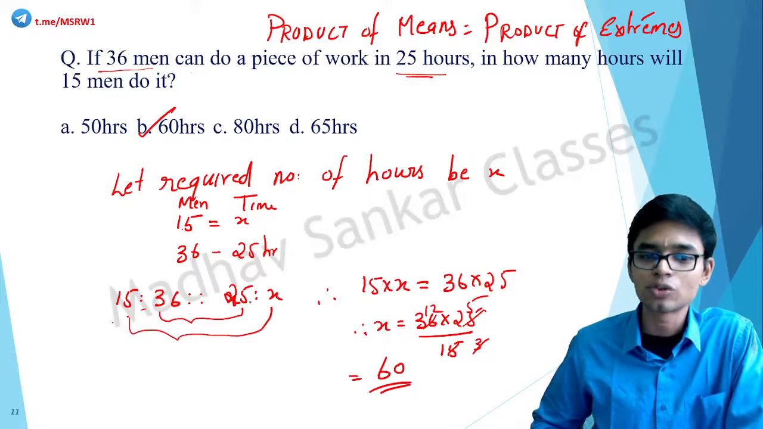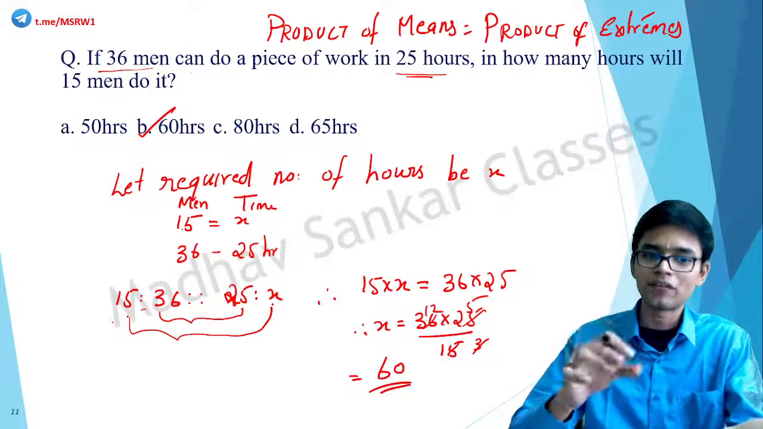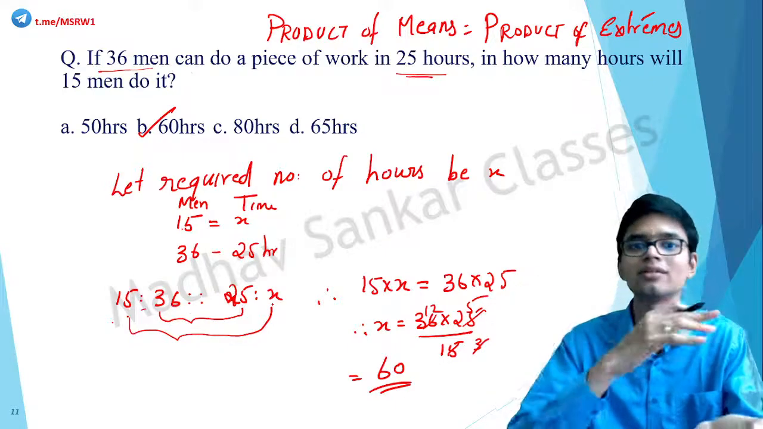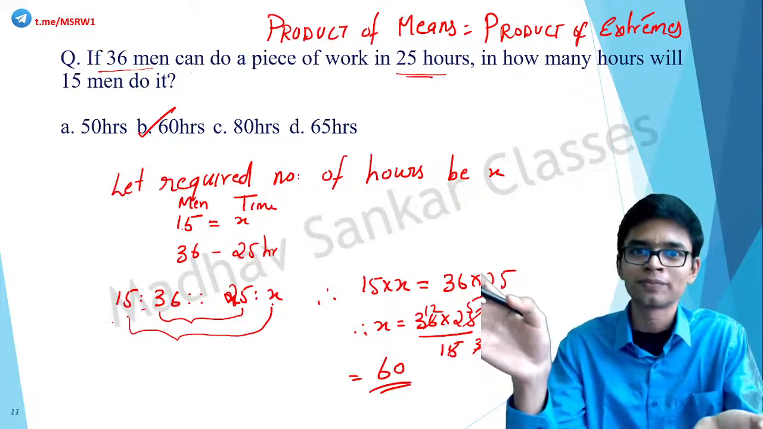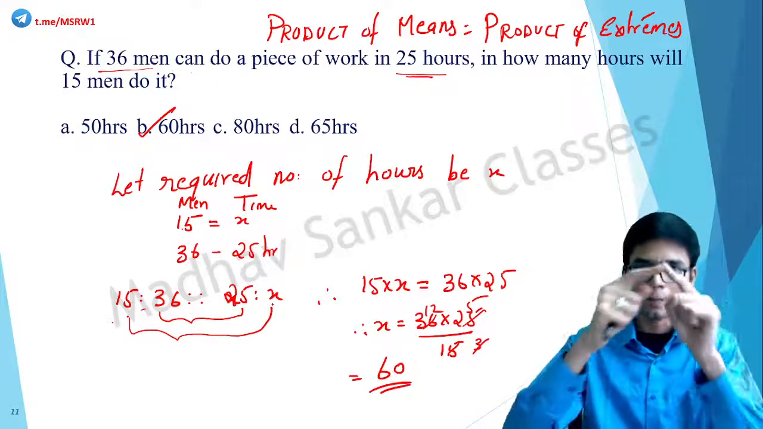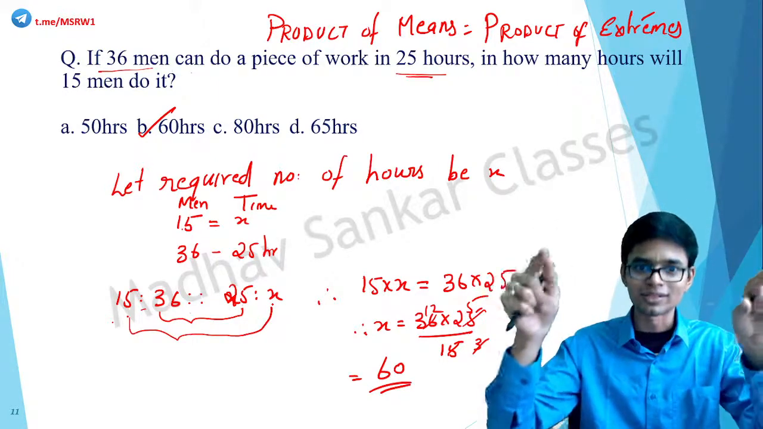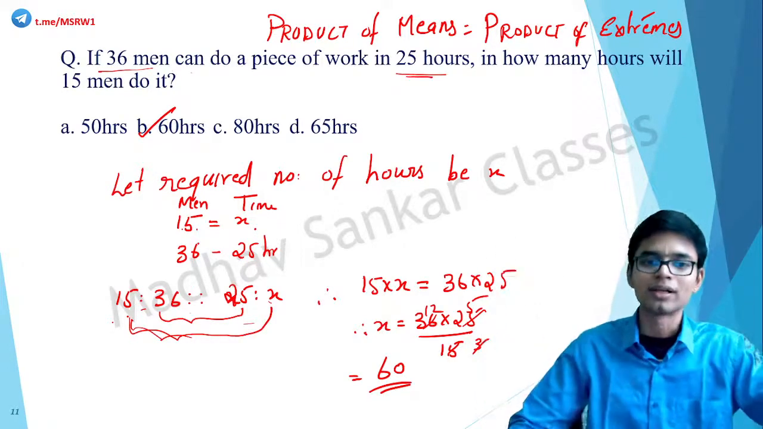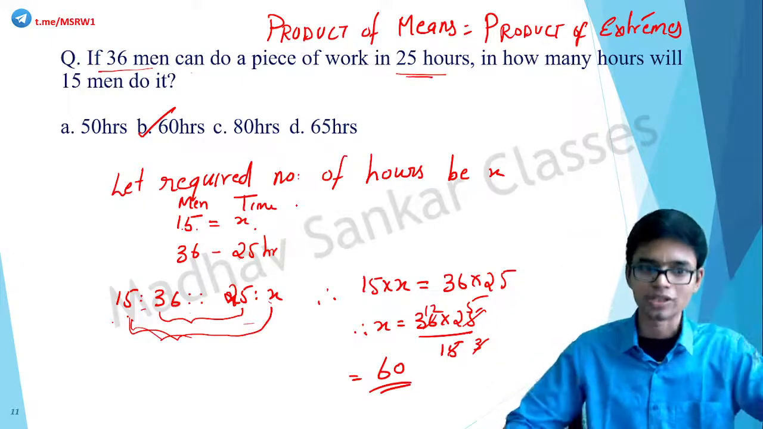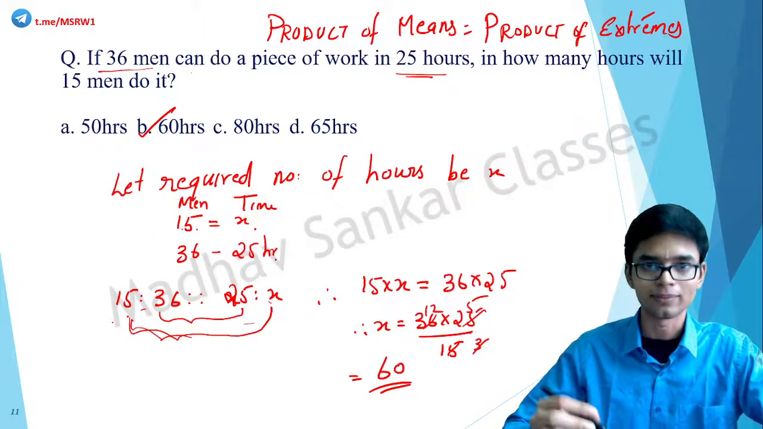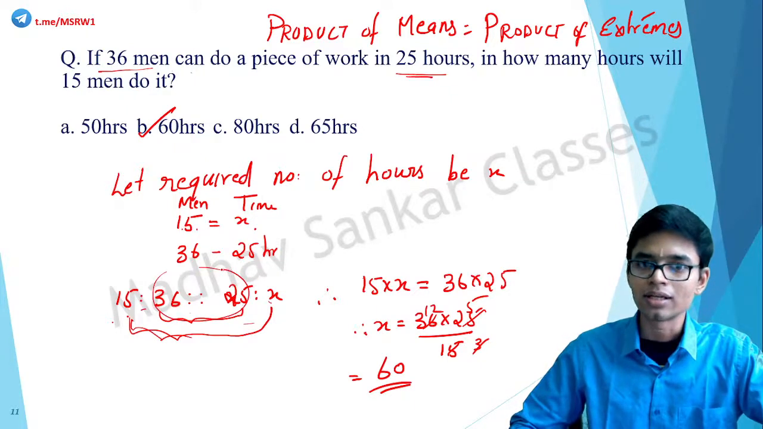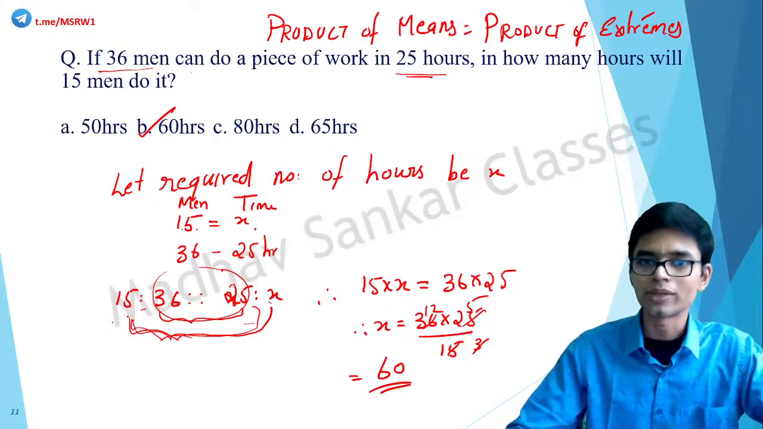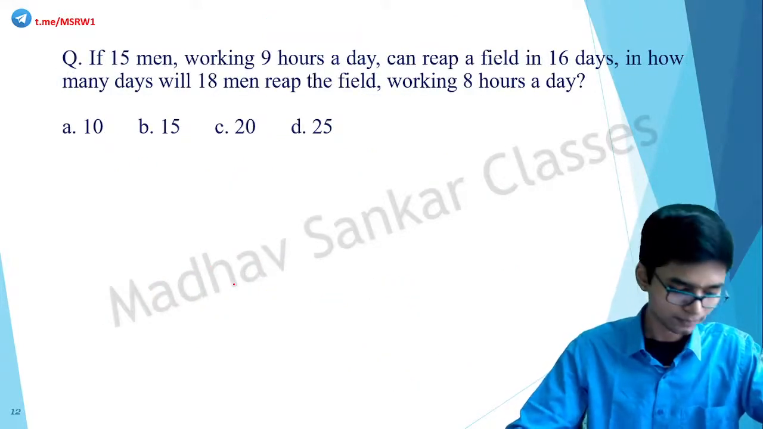15 is to 36 as 25 is to x. If you put it as 15 is to 36 as x is to 25, then it's wrong. Gone. You have to be very careful here. You have to match the ones which match. So 15 and x should come together in the extremes. 36 and 25 should come as a package, in the middle. So product of means is equal to the product of extremes. Let's do more questions regarding this and you will understand it better.